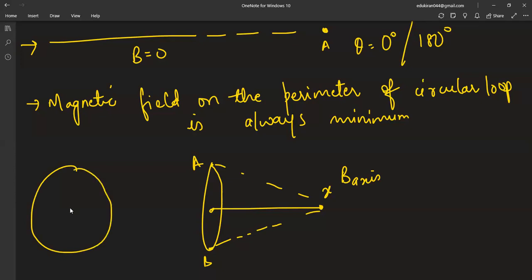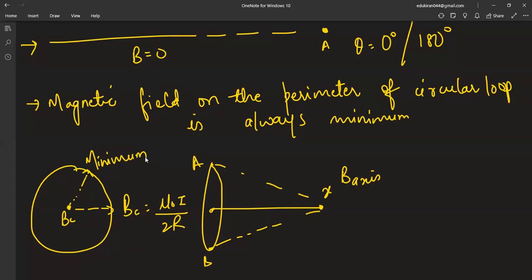Now, coming from the axis to the center point, what is the magnetic field at the center of a circular coil? Mu naught I by 2r. Yes, very good. So at the center it is mu naught I by 2r. So this is the maximum over here. Again, when you go towards the periphery, this will decrease. This will be the minimum, a very minimum value.